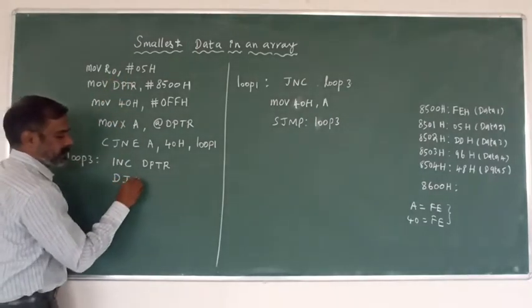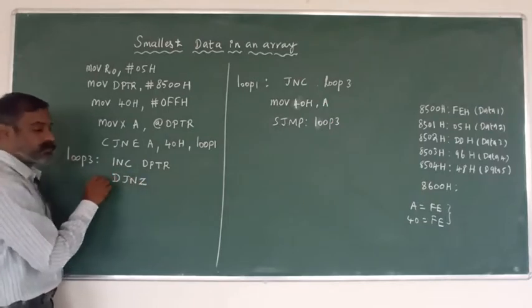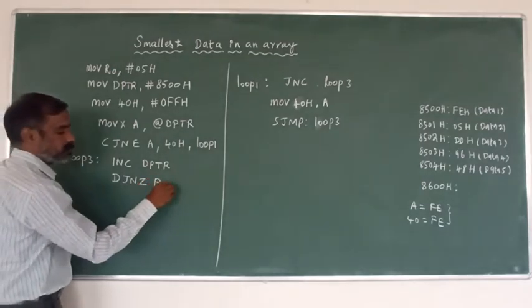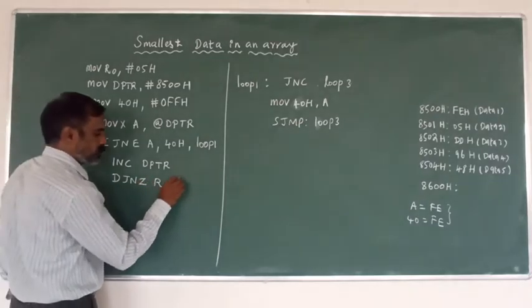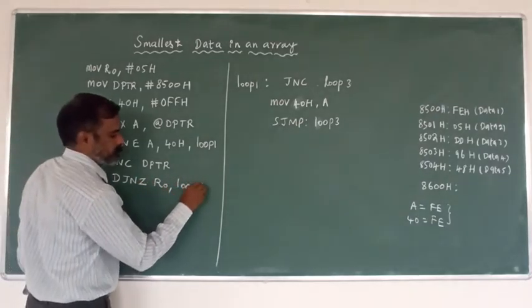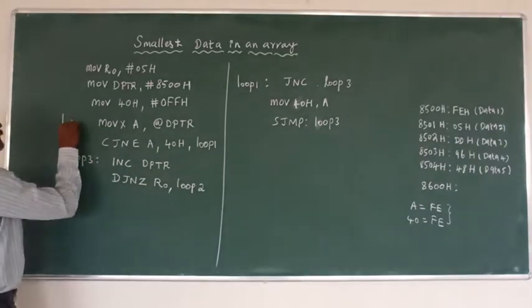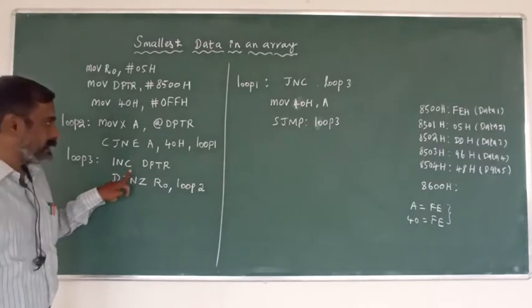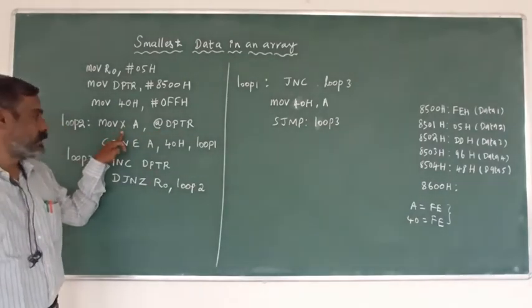DJNZ. Decrement, jump if result is not zero. Which data? The counter data, whether it is available or 0. Now decrement, if result is not 0, jump to loop 2. Jump to here, loop 2. Loop 2. Now with the incremented data pointer address, this data is moved into the accumulator.